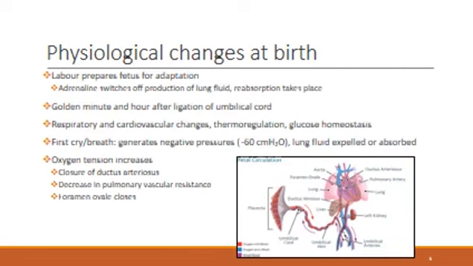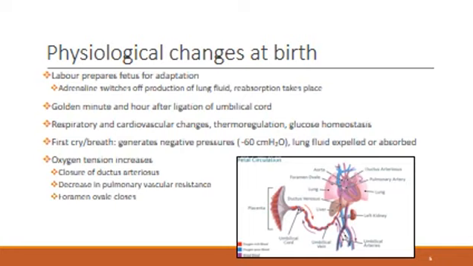We will quickly just review the physiological changes that take place at birth. Labor prepares the fetus for adaptation, and with the adrenaline surge in the mother, it will switch off the production of lung fluid and prepare the lungs for reabsorption of the fluid and for air breathing. The first hour, and specifically the first minutes after ligation of the umbilical cord, are important time periods to make these physiological changes in the respiratory and cardiovascular systems. The newborn will also have to start with thermoregulation and glucose homeostasis right after birth.